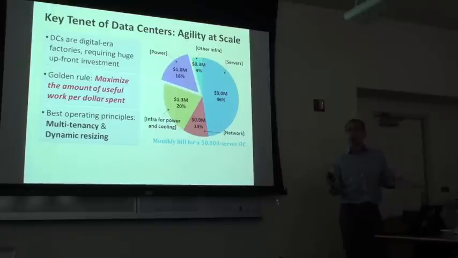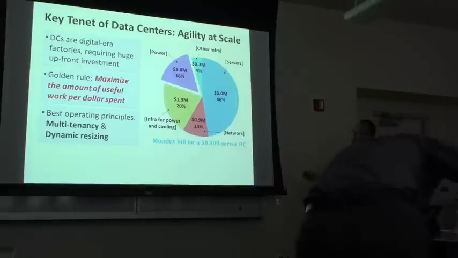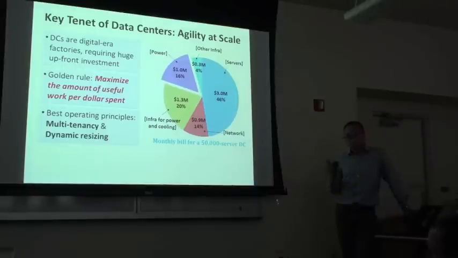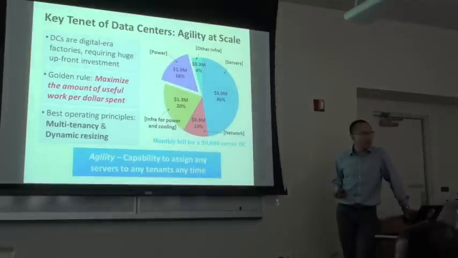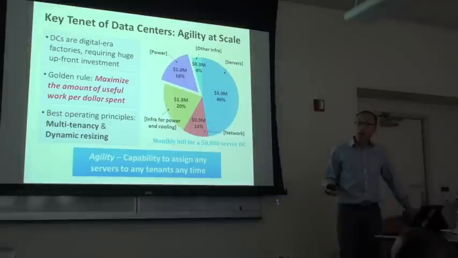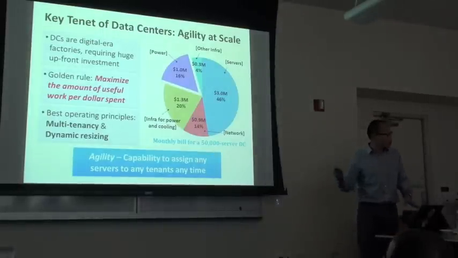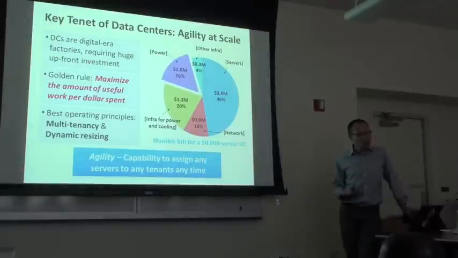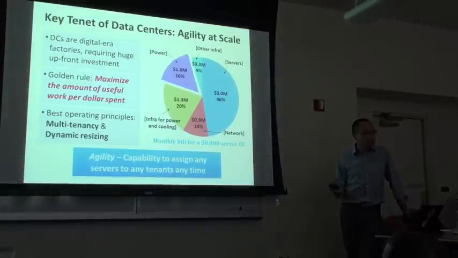To avoid squandering servers and yet obtain them when needed, tenants usually adjust their server pool sizes dynamically, up and down. And to support these key operating principles, the most important technological mechanism in a data center is agility, which I define as the capability to assign any server to any tenant anytime. In fact, the systems research community has made huge progress towards agility these days. Machine and switch virtualization are great examples. Unfortunately, the network falls short in several aspects.